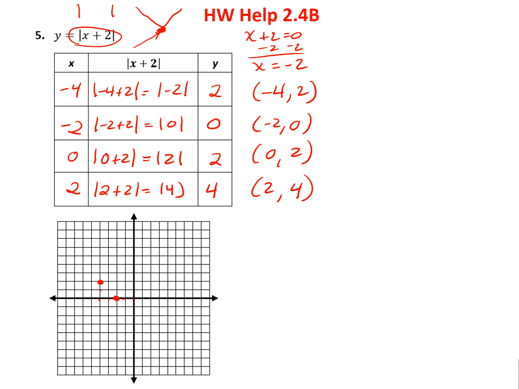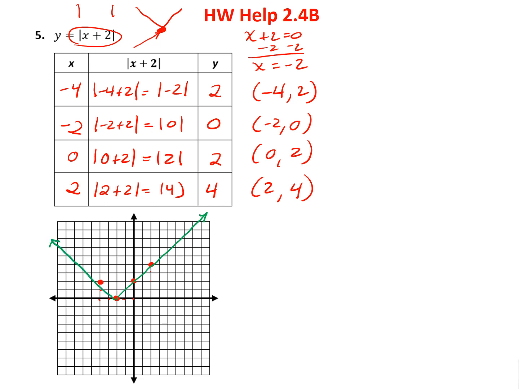And then we have 0, up 2, and then finally 2, up 4. And you see our V taking shape. So if I want to graph this, I'm going to have one line going up that way, and the other line going up that way.